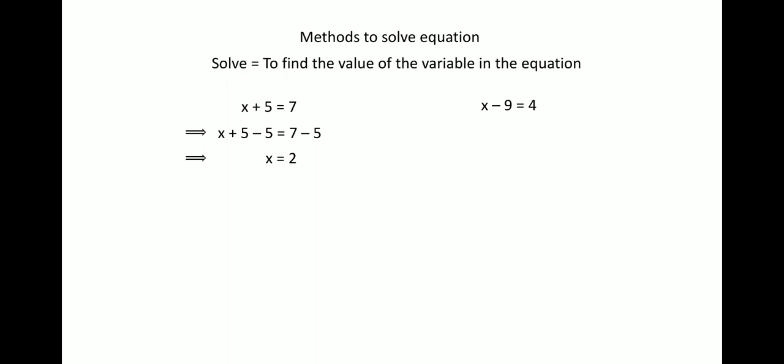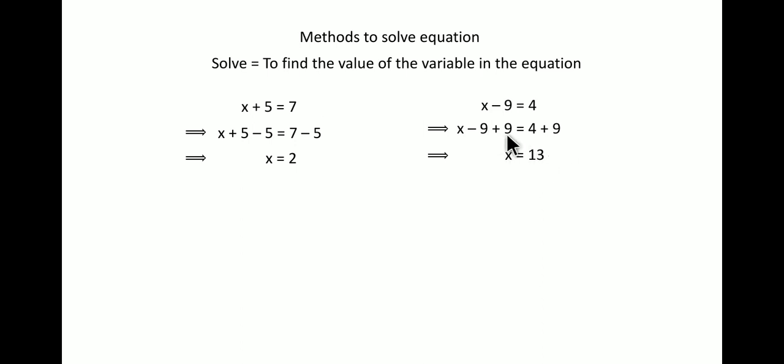Next is x minus 9 equals 4. Here there is subtraction. So in order to get rid of this minus 9, what we will do is add plus 9, so that plus 9 and minus 9 get cancelled, and you will get only x. So the next step is x minus 9 plus 9 is equal to, since you have added plus 9 here, you will do the same thing with the right hand side. So 4 plus 9, you have to add the same number to the right hand side as well. So this implies x is equal to 4 plus 9, 13.